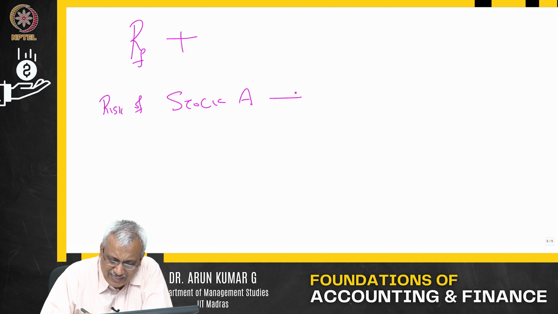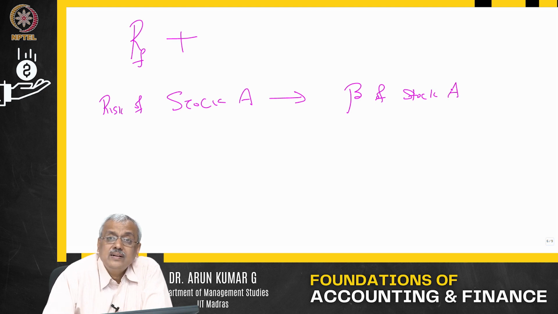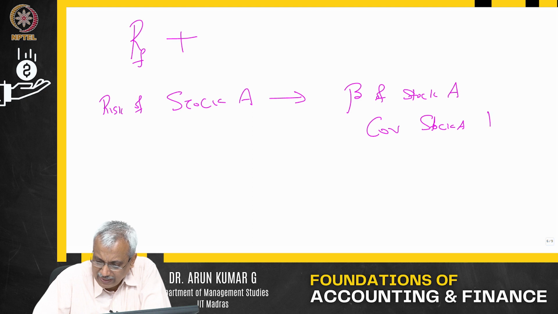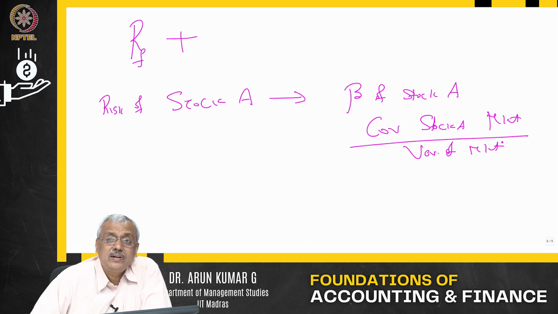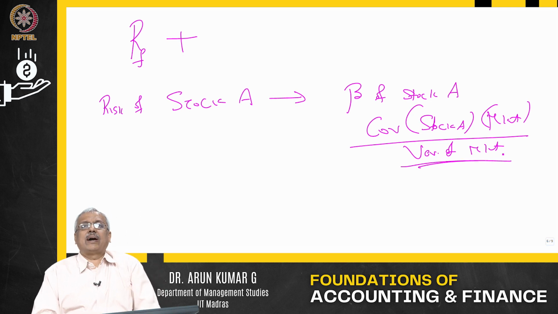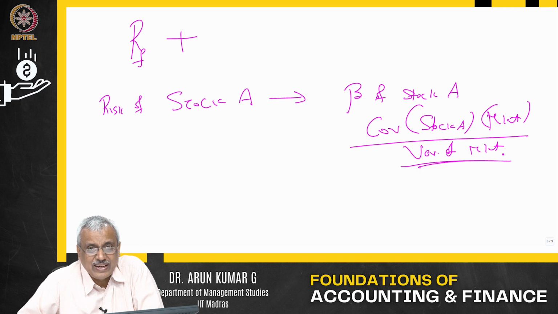How do I measure the risk of investing in stock A? I will look at the beta of stock A. What is beta of stock A? Beta of stock A is the covariance of stock A with the market divided by the variance of the market, where market means the index, the variance of the index.